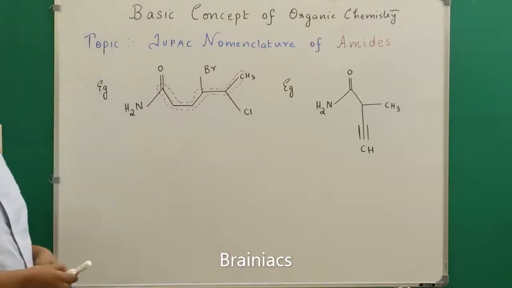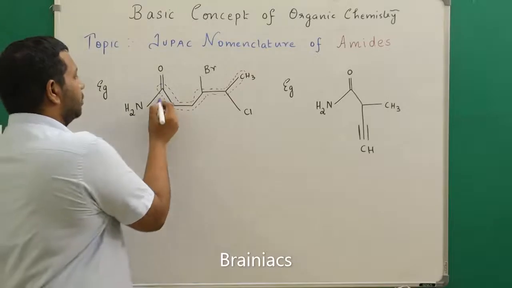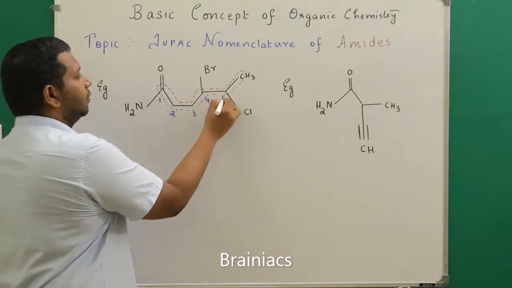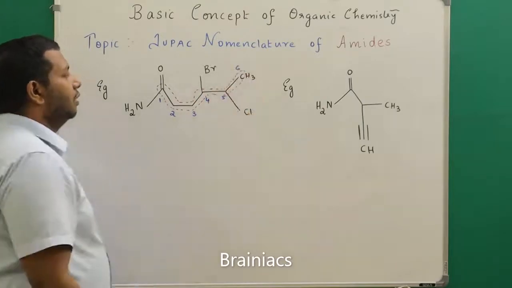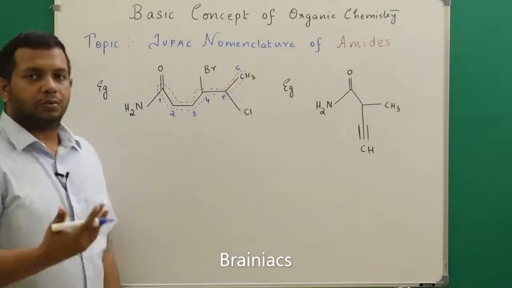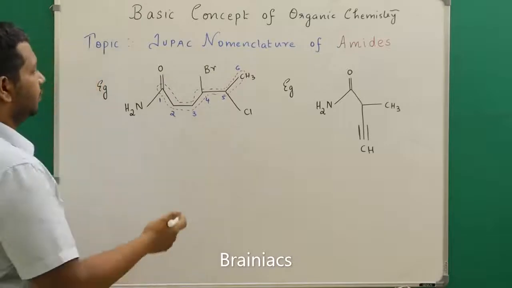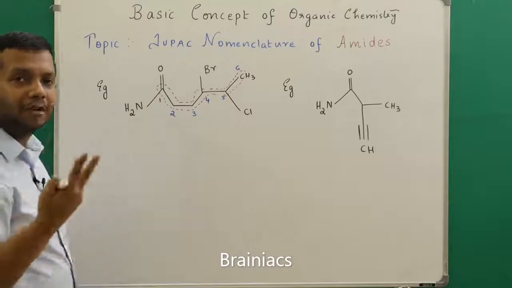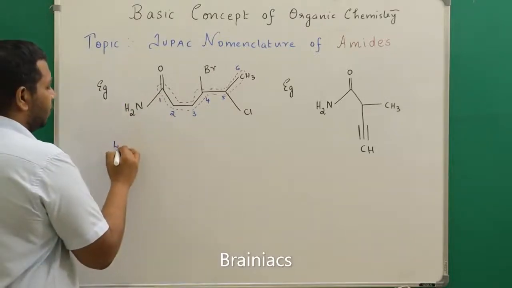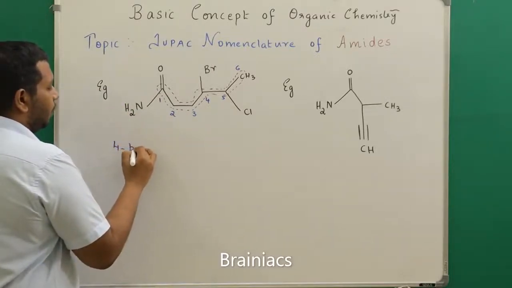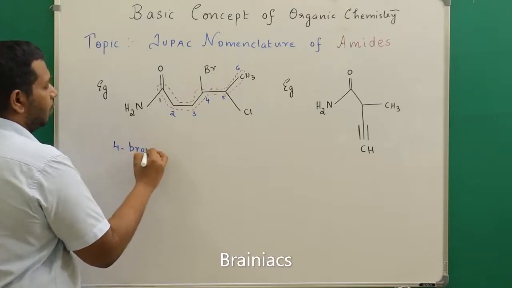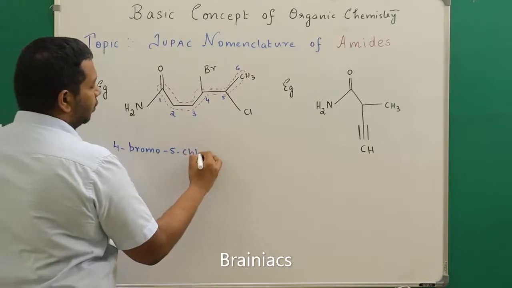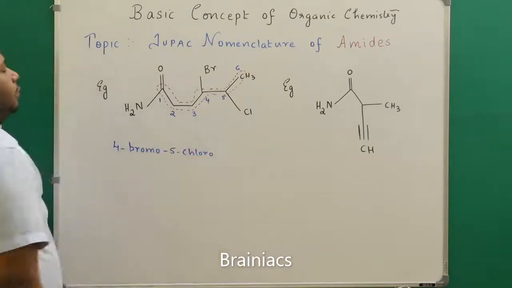Now the next part is the numbering part. Numbering should get the minimum number: 1, 2, 3, then 4, this one will be 5, and this one will be 6. Now how to put the naming? First the 2 degree prefix will come. The 4th position has bromo and the 5th position has chloro. Who will come alphabetically first? Bromine. So I can say 4-bromo, correct? Then the 5th position, 5-chloro. So 4-bromo, 5-chloro.